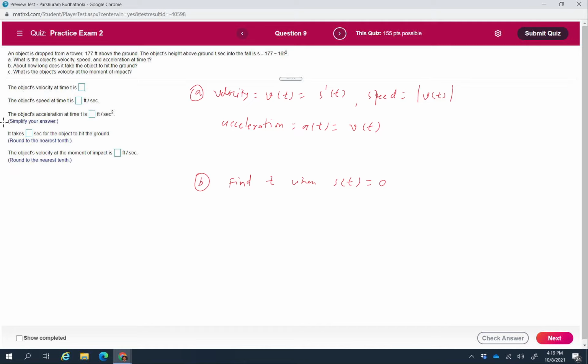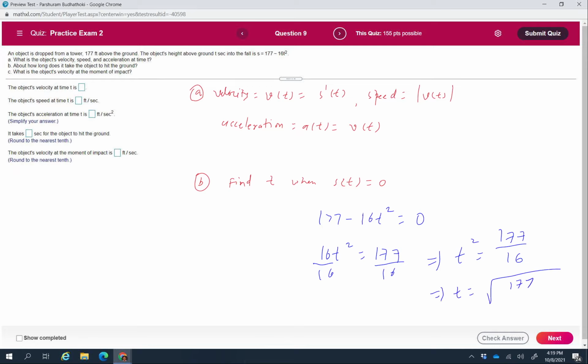So the second question is about how long it takes the object to hit the ground, meaning what is the value of time when the position function, the height function, is 0. So we need to solve this equation by equating 177 minus 16t squared equals 0. Solve for t. So 16t squared equals 177, and then just divide both sides by 16. So t squared equals 177 divided by 16, and the time is the square root of 177 divided by 16.